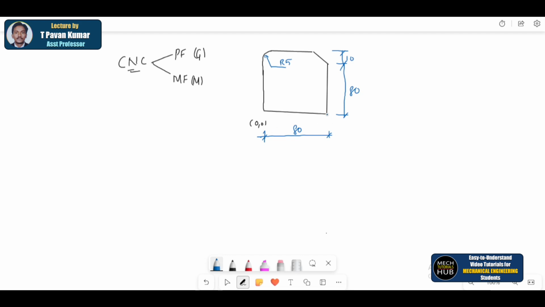Now what is the vertex? What is the coordinate at this point? It is 80 comma 0. Sorry, 80 comma 0. The distance is 80, no? I am calculating each and every vertex point with respect to the origin. Then the command we use is G90, which is absolute way of calculating. If that is the case, this particular point is 80 comma 80.